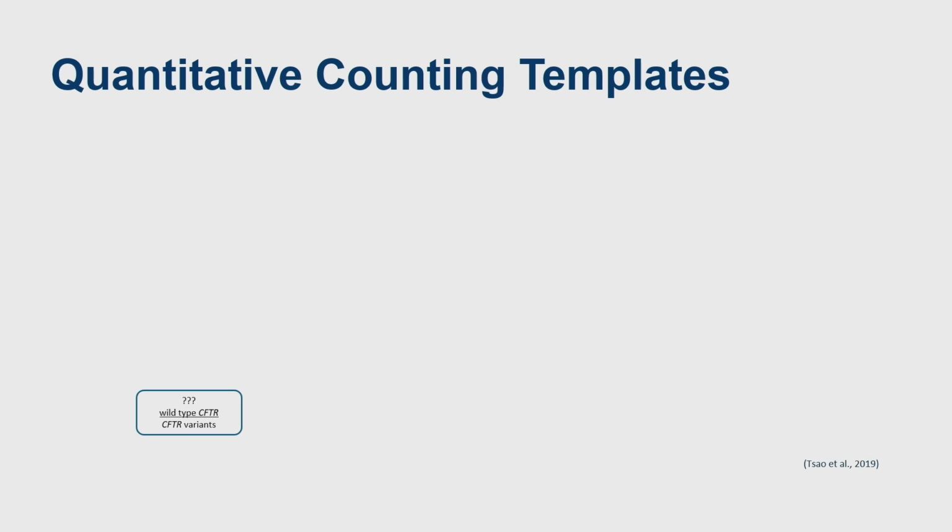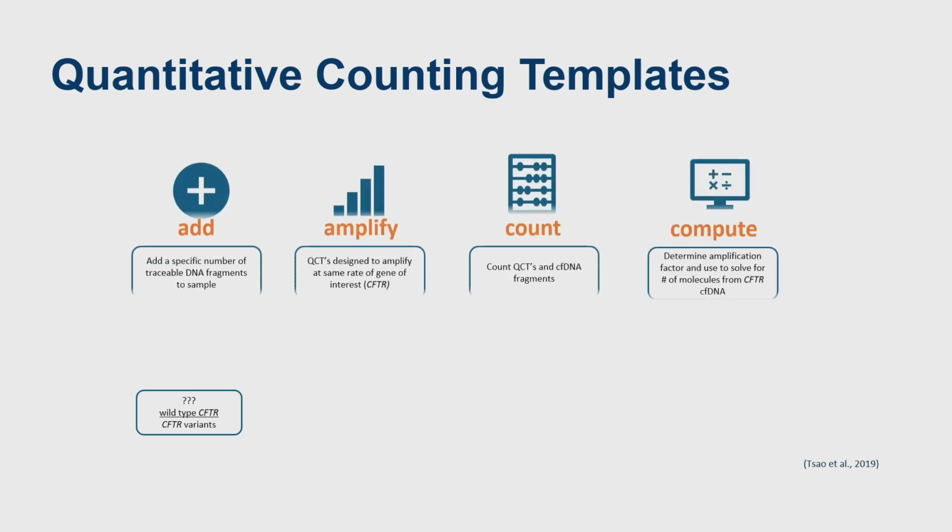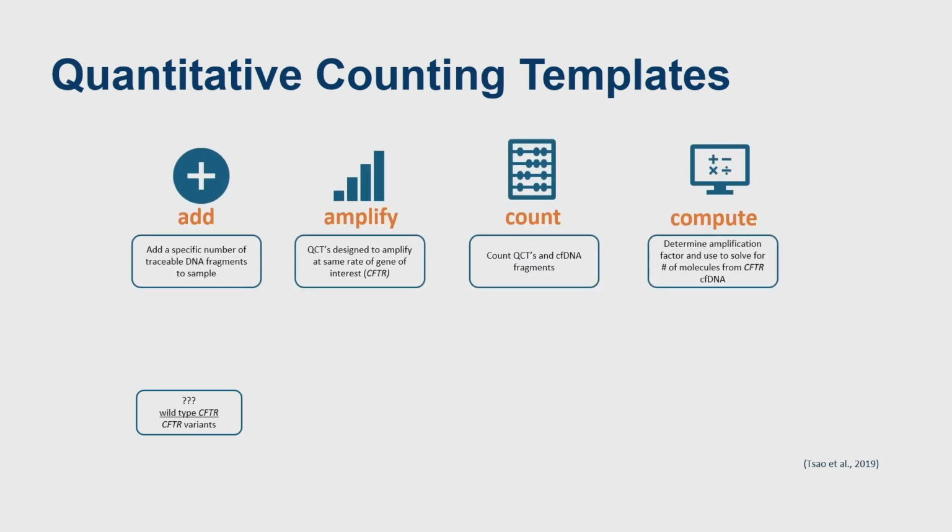And quantitative counting templates are artificial molecules that have been designed to be added to samples. I think of them as like little fluorescent flags. We throw them in the sample, they light up, we know that they're there, and you add a certain number to your reaction to start with. And you know I started with this number of QCTs. You know that QCTs are designed to amplify at the same rate as those CFTR fragments.